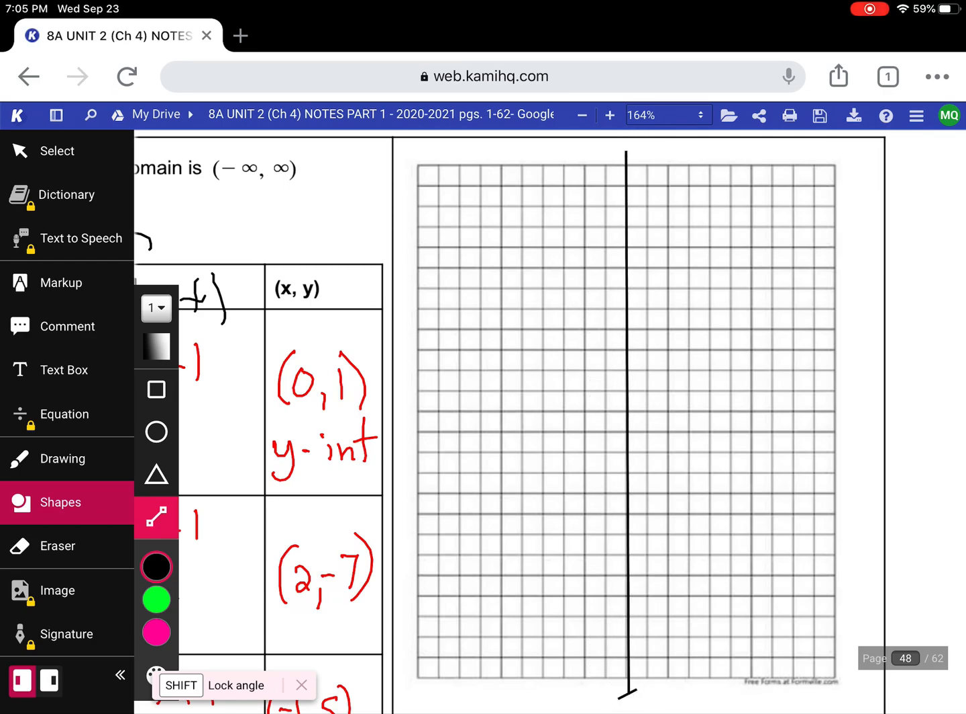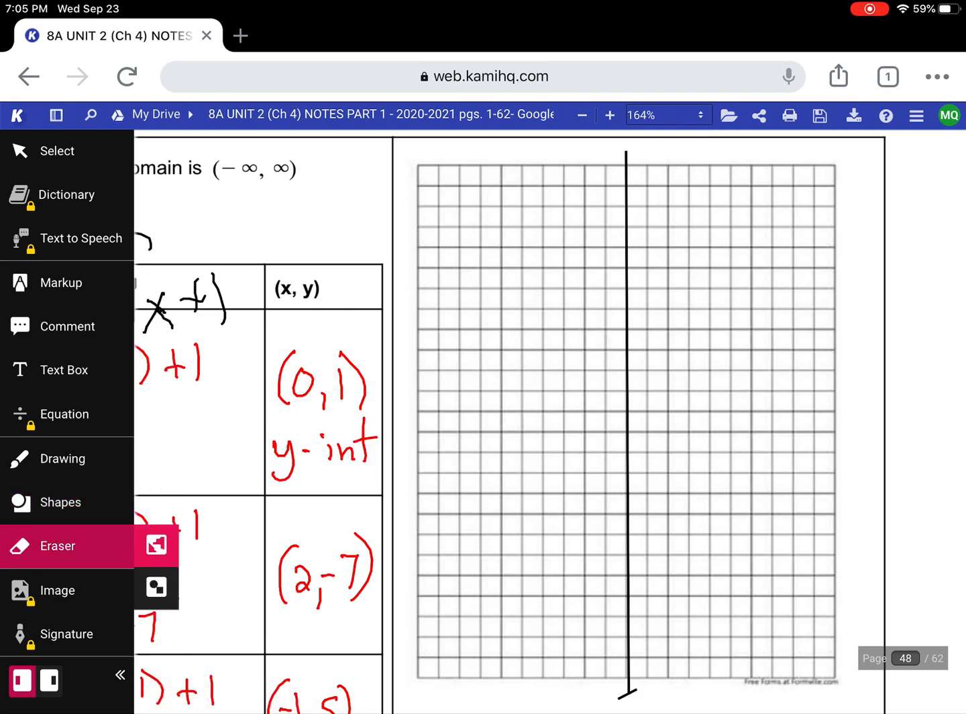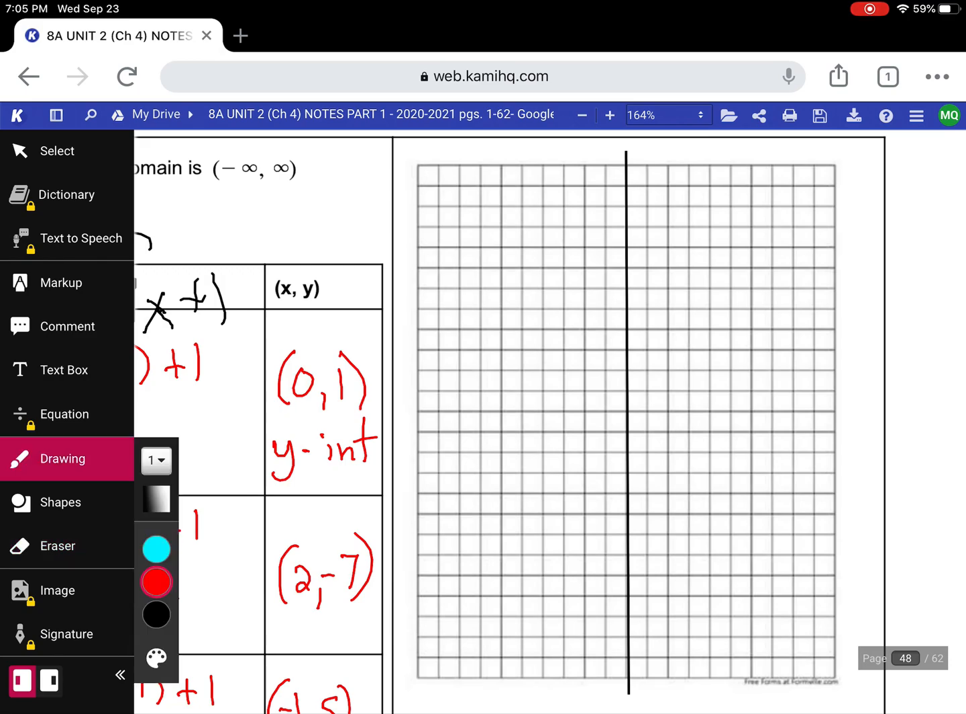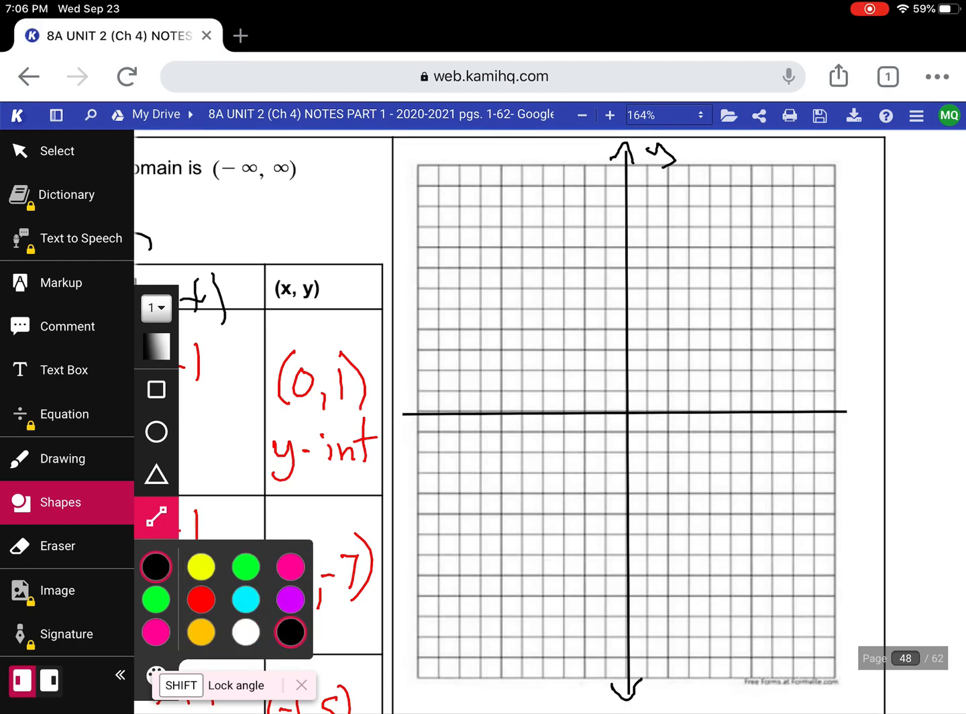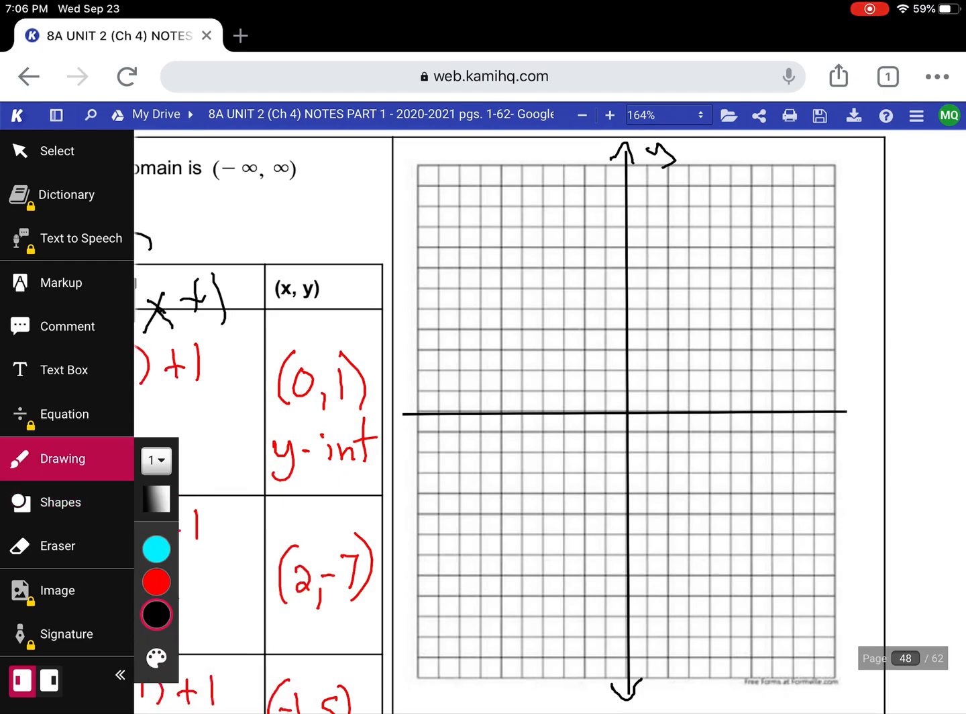So there is my y-axis. You're going to make sure that you add your arrows to both sides, and we're going to label that the y-axis. We're going to draw in our x-axis. Let's put it about here. Put in our arrows, and we're going to label it x.